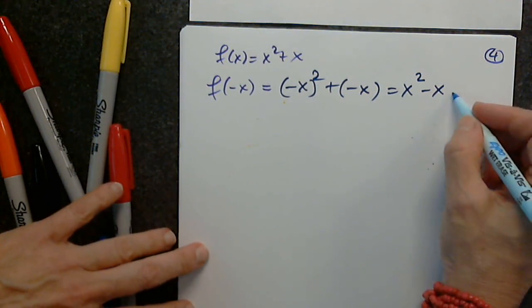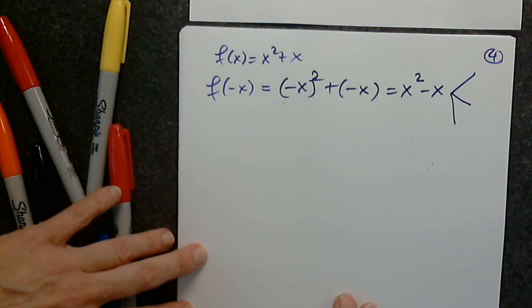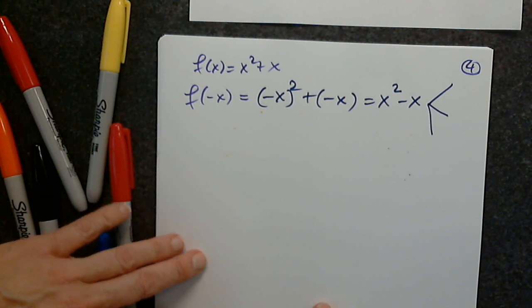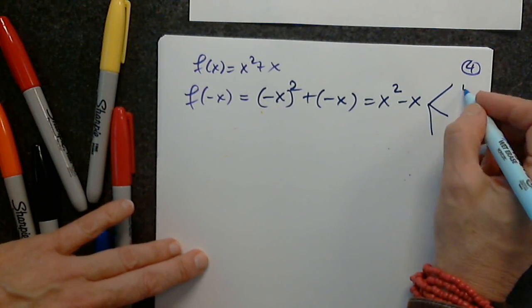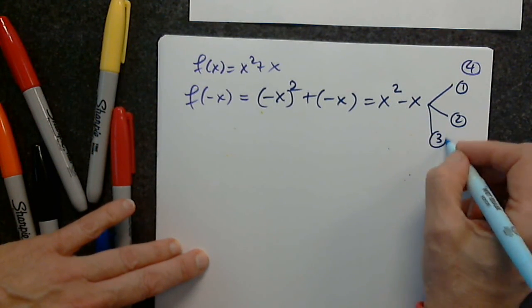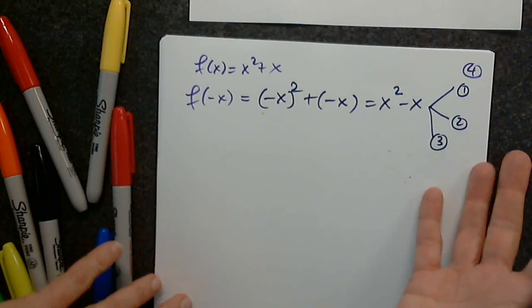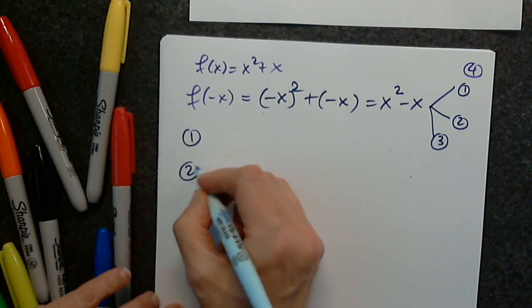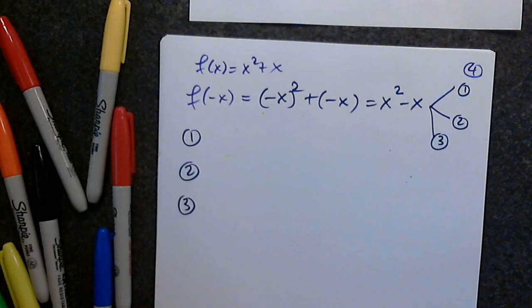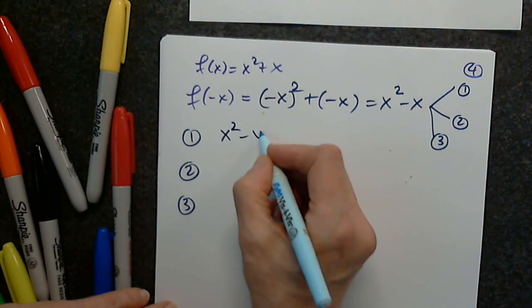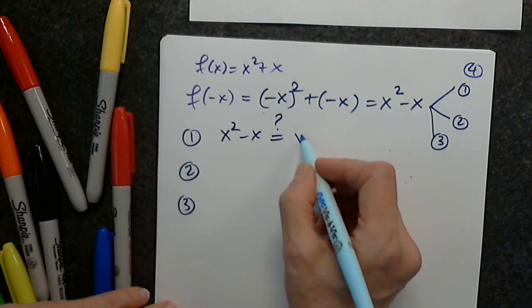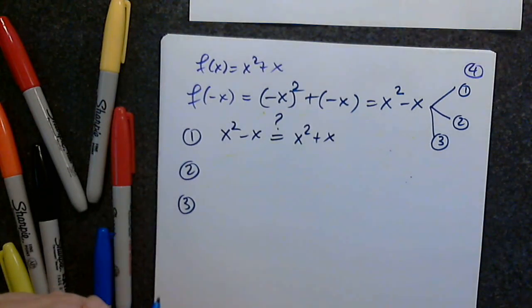So from here, I have 3 questions to ask myself or answer. Question number 1, question number 2, and question number 3. I ran out of room. I'm going to write the answers here. Does x squared minus x equal the original function, x squared plus x?